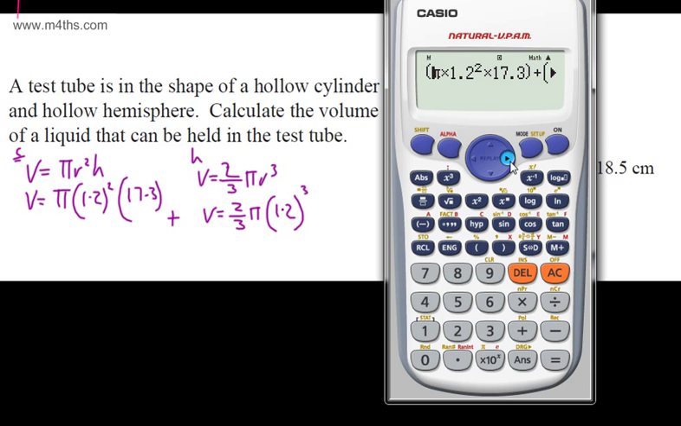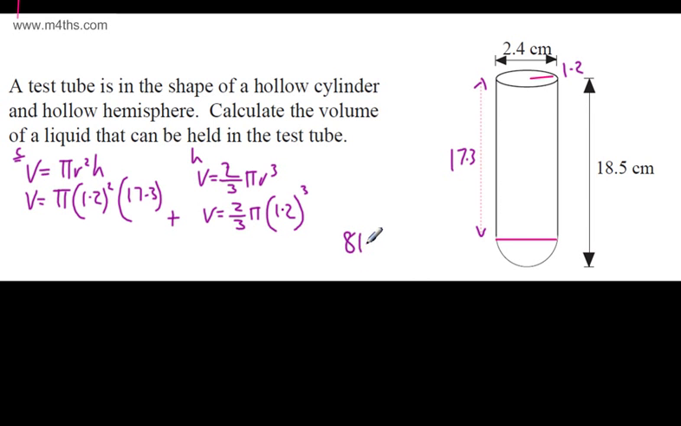So let's check I've got all of that right. Pi times 1.2 squared times 17.3, and then we're going to add to that 2/3 pi 1.2 cubed, and that's going to give us 81.88 and so on and so forth. So I'm going to say 81.9. That is going to be in centimetres cubed, and that is given to 1 decimal place. So be careful with those ones, split them up and then go from there.